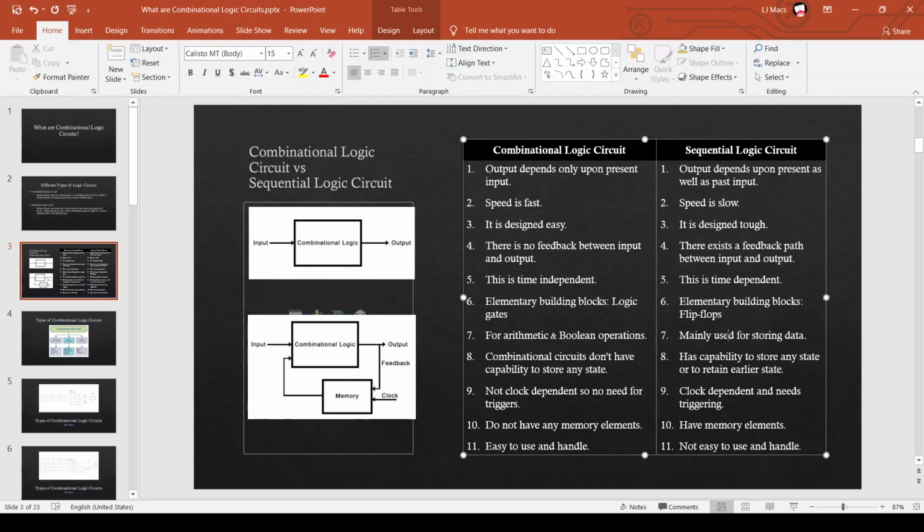Since the sequential circuit can store data, it can store any state in the data. The combinational circuit is not clock dependent, so it has no need for triggers. It's very opposite: what a combinational logic circuit does is opposite to what a sequential logic circuit is. This has no memory elements, and this has memory elements, and this is easy while this is not easy. So it's the complete opposite of a sequential logic circuit.